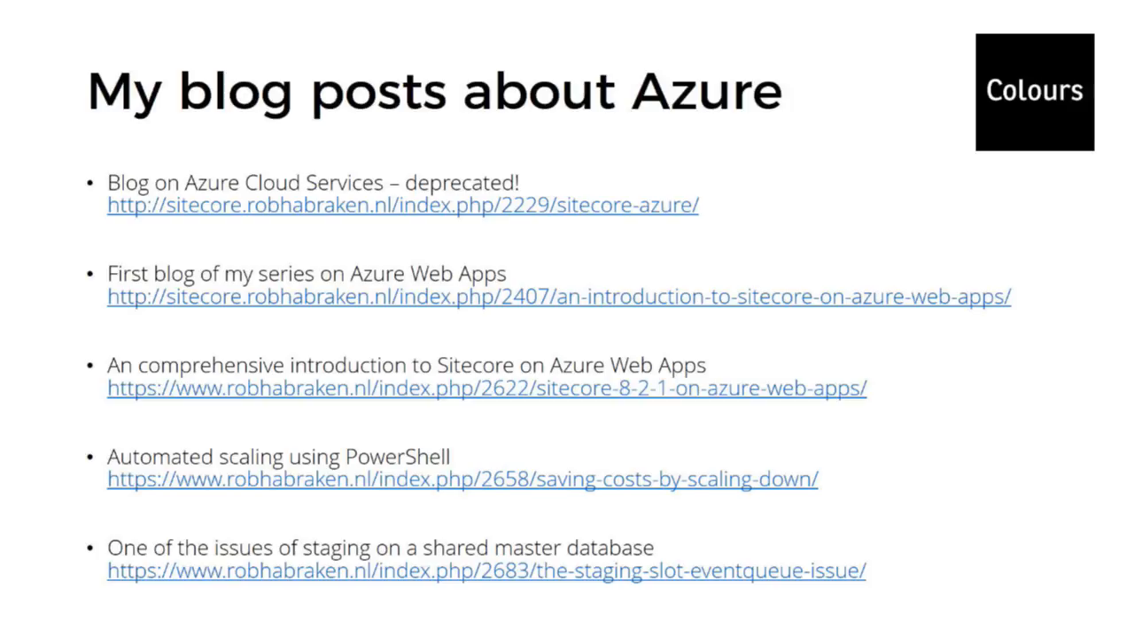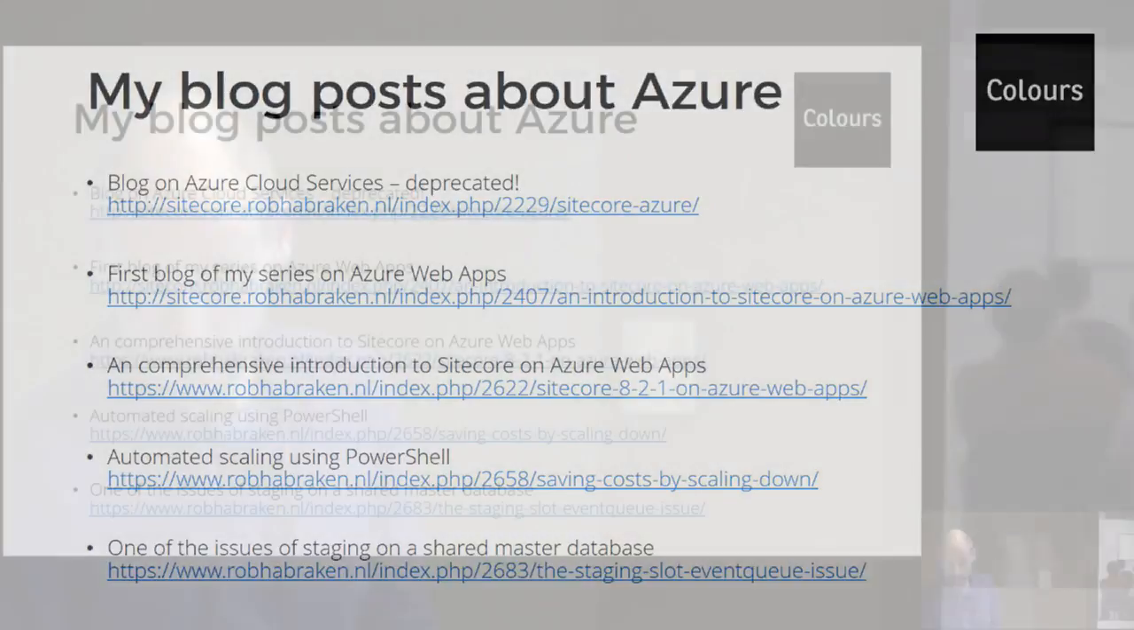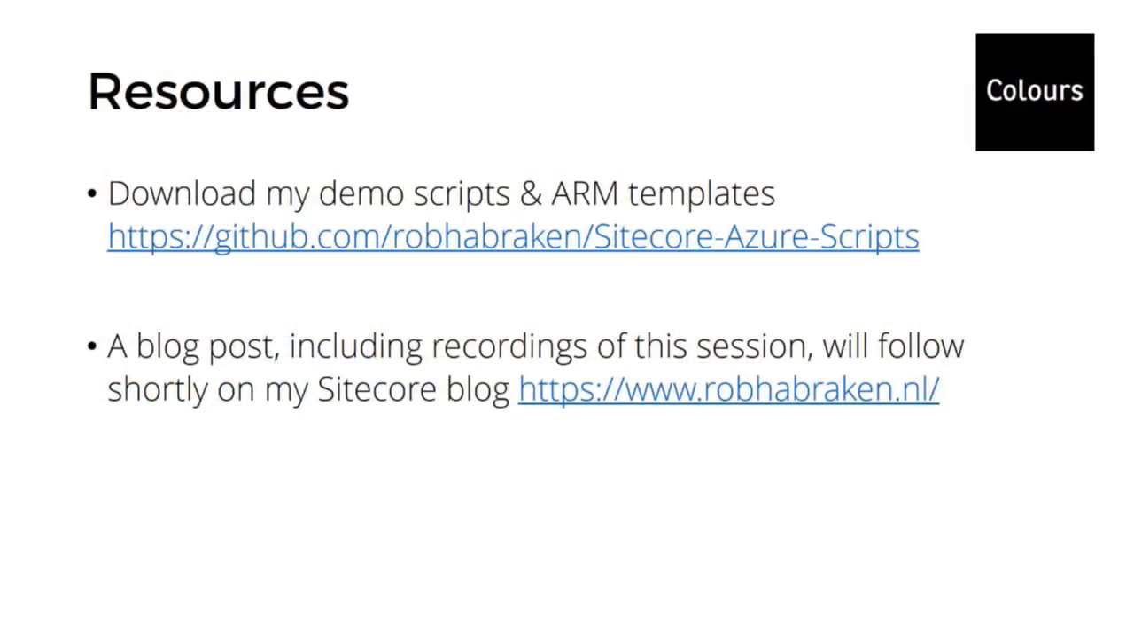Because I will share these slides, here you can find some blog posts. Mention again, the first one about Azure is deprecated because it's about cloud services. There's an introduction on Azure Web Apps, a more comprehensive introduction, and this presentation will also be blogged about, I hope, in a few days. And then I have some tips about automating via PowerShell and the event queue issue I mentioned. So that's handy. This is the link of the ARM templates and script I've shown you, which you can already download. They're already live. And please keep an eye on my blog, because I will share what I've told you today.